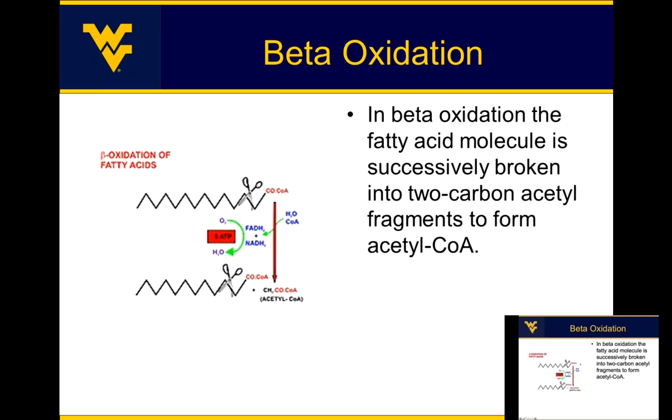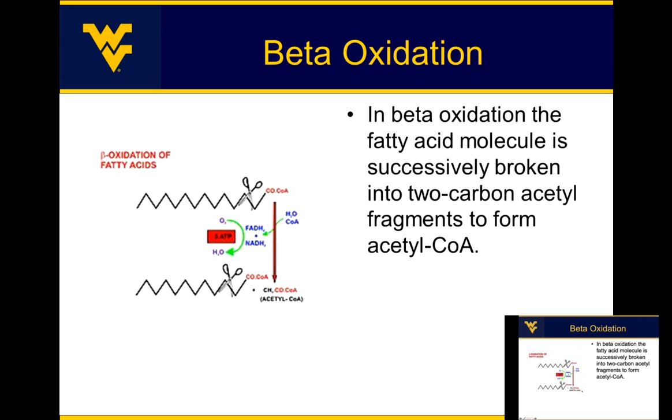Beta oxidation is nothing more than taking a pair of scissors. If this is your long chain, each of these are carbons, and you have your hydrogen bound to it. You have your carboxyl group on one end, and then the next carbon is called the alpha carbon, and the next carbon is called the beta carbon. You're just taking a pair of scissors and cutting between the alpha and the beta carbon, so you're forming two carbon fragments. The scissors then jumps over here, over here, over here, etc. Depending on how long the chain is, you just keep cutting it into two carbon fragments.